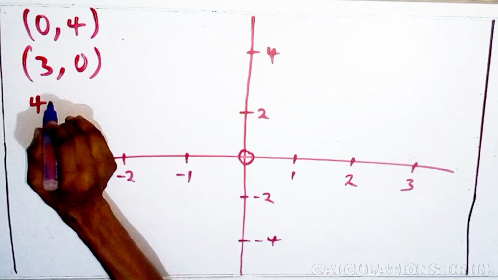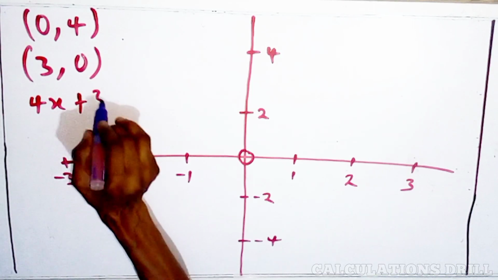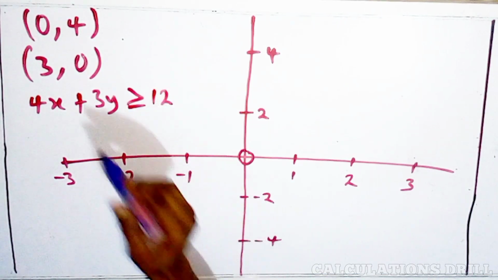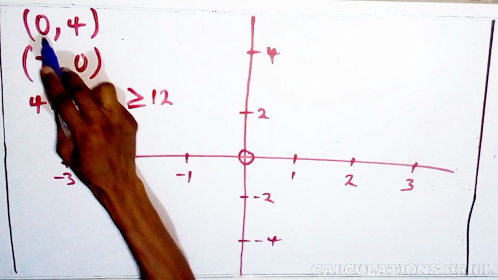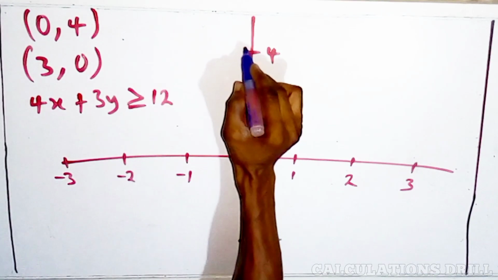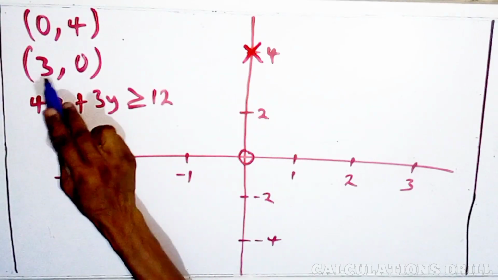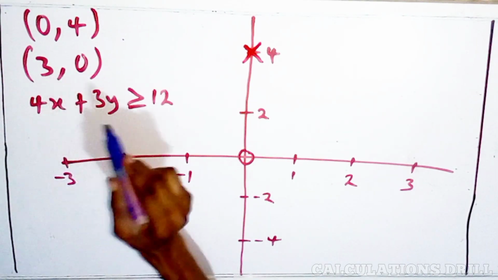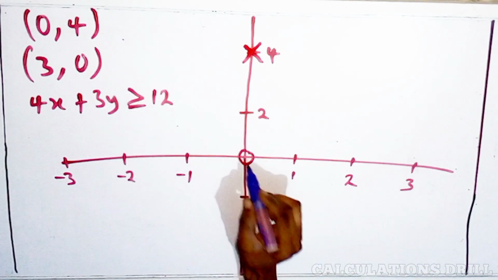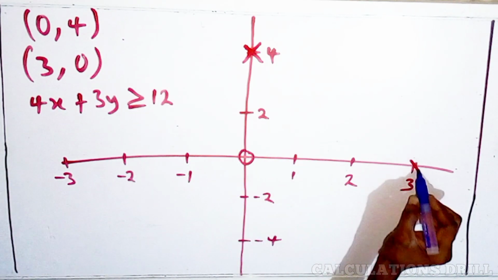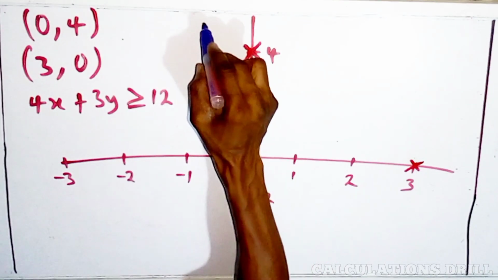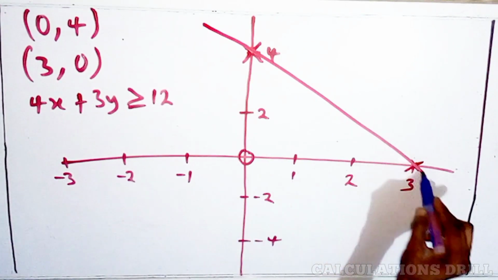Remember, x comes first. Now the question remains 4x + 3y ≥ 12. So when x is 0, y is 4. That is what we did. And when x is 3, y is 0. That is the next point that we're going to get. Since it is greater than or equal to, we're going to use a thick continuous line, as you can see.